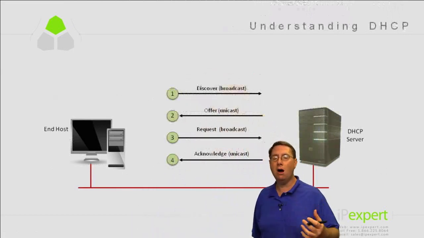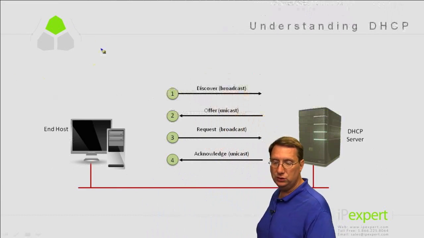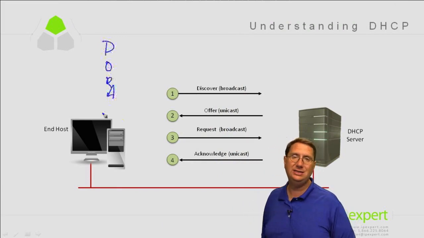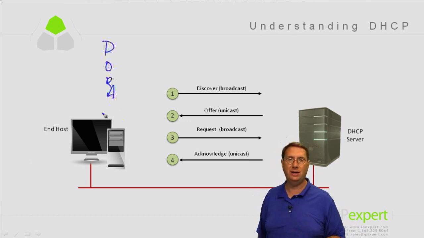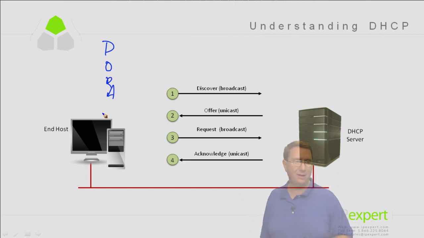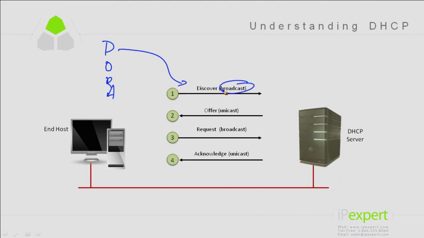Now, there's a mnemonic that I recommend to all students, and that's DORA, like Dora the Explorer. DORA represents exactly what's happening in the exchange of information between a DHCP server and a DHCP client. Let me step out of the equation here and let's look at that. First of all, the D stands for discover. We're going to send information via broadcast. So this client is going to say, hey, I need a DHCP address.